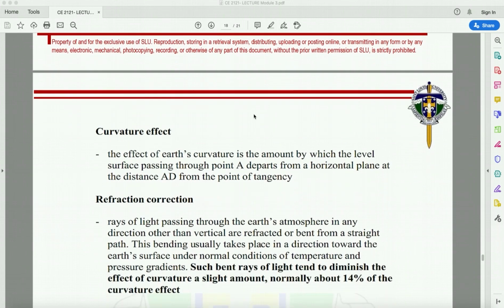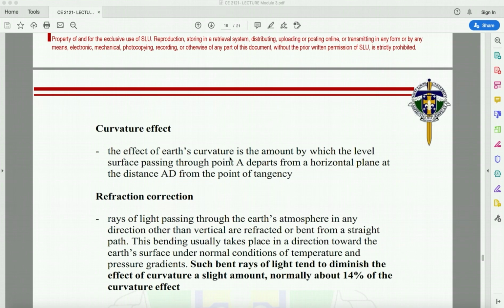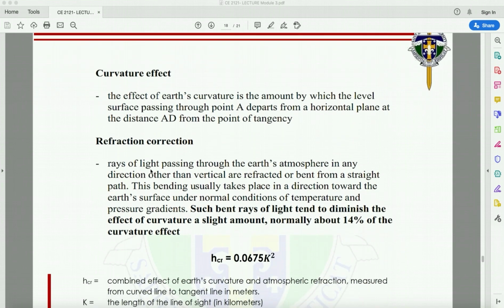So, curvature effect: the effect of Earth's curvature is the amount by which the level surface passing through point A departs from a horizontal plane at distance AD from the point of tangency. And next is refraction correction. Rays of light passing through the Earth's atmosphere in any direction other than vertical are refracted or bent from a straight path. This bending usually takes place in a direction towards the Earth's surface under normal conditions of temperature and pressure gradients.